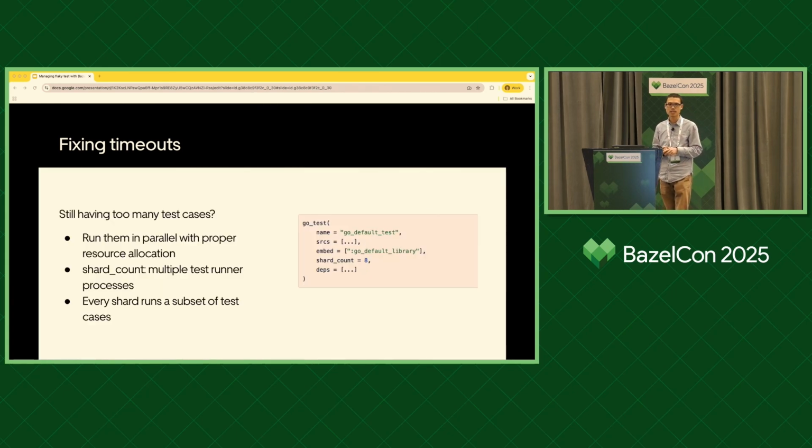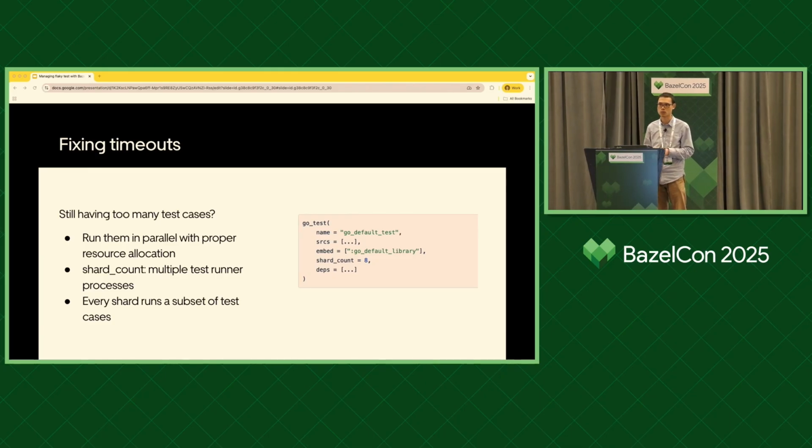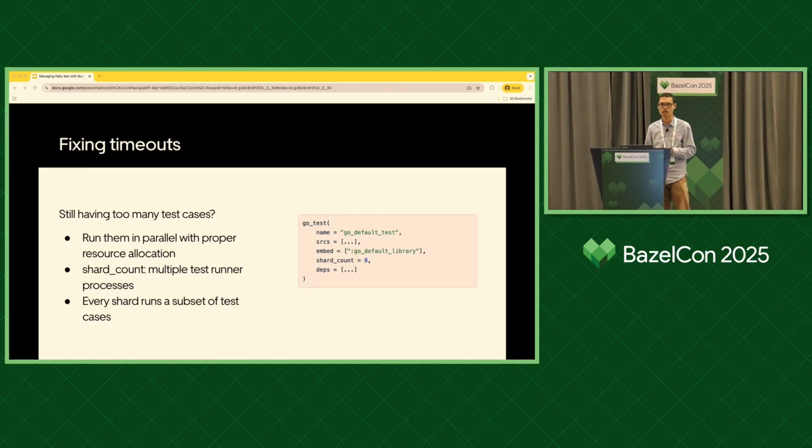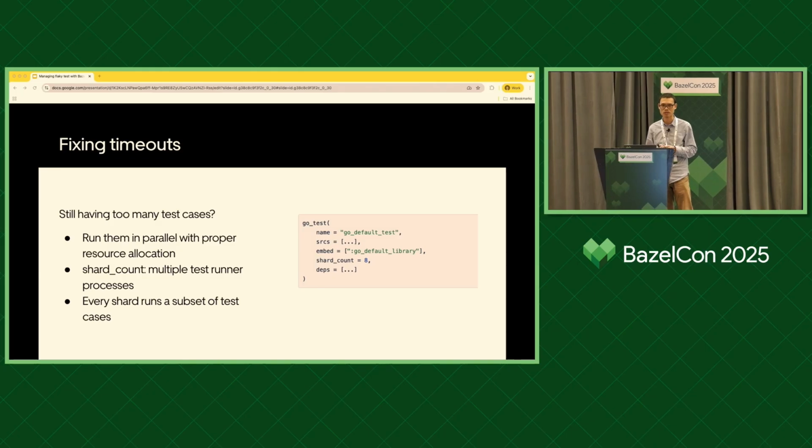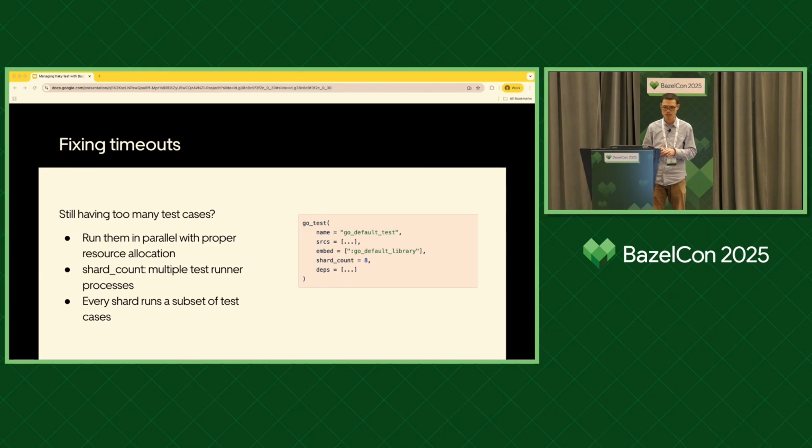But if we are creating tests at a granular level and we still have too many test cases in the test target, the next thing that we can do is to run them in parallel and make sure that Bazel is aware of them. The latter is important because if we run them in parallel without telling Bazel, that could easily run into resource contention.